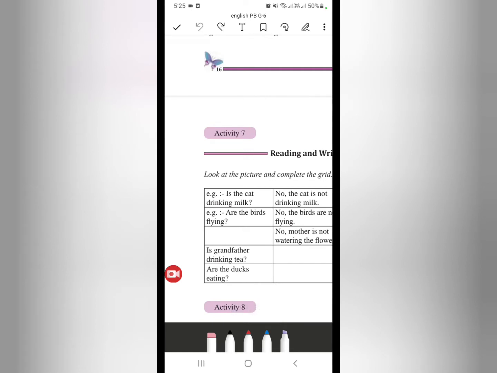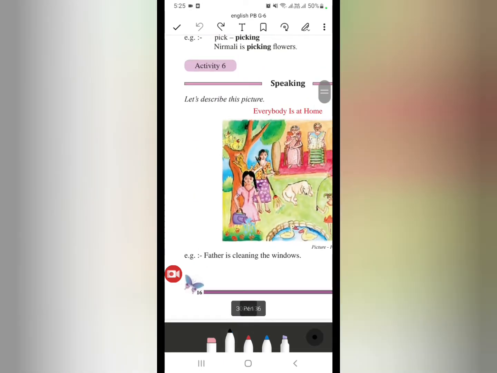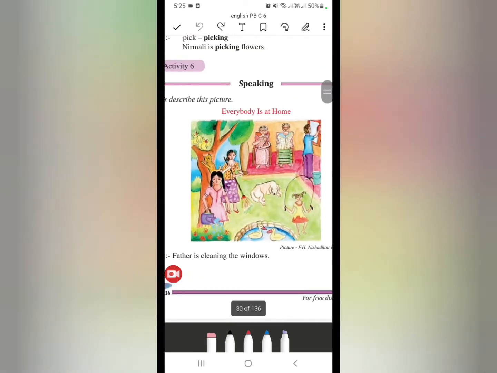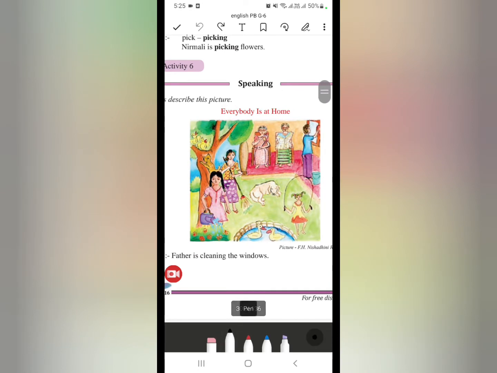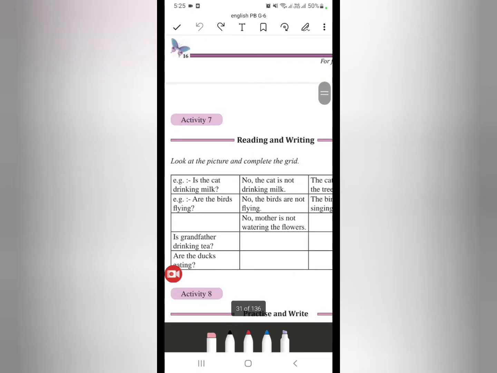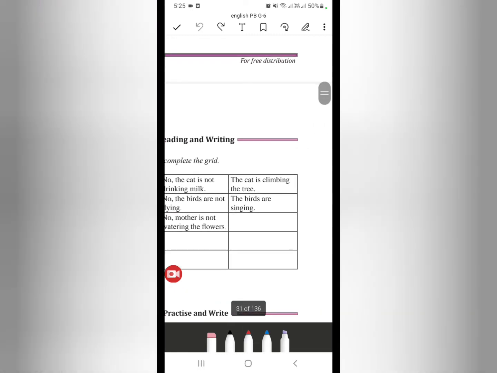They have given an example in this grid also. Are the birds flying? We'll see. Are the birds flying? Can you see birds in this picture? Yes, I can see two birds in this picture, and they are on the tree singing. We'll see what they have given. Now they have given the question, are the birds flying? No, the birds are not flying. Now we should write the answer as, the birds are singing.